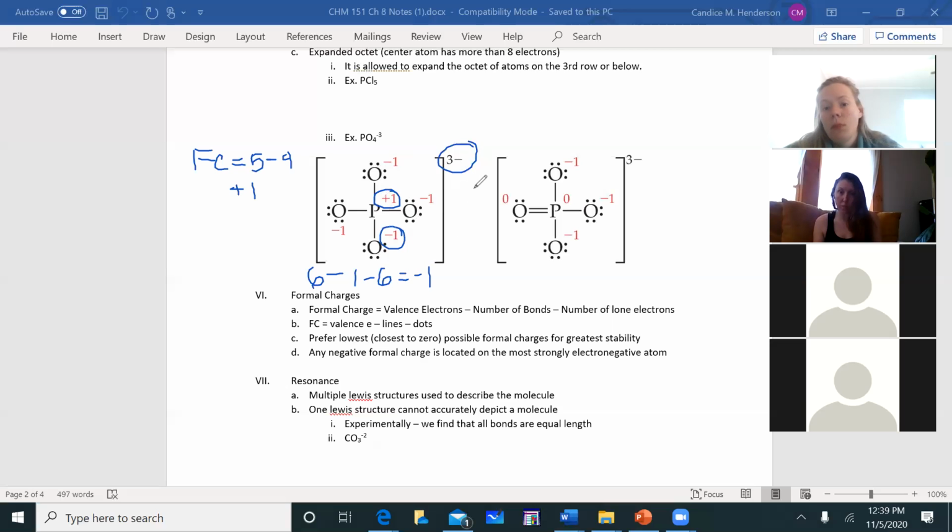And again, you may not have a charge. It may just be charge neutral or 0. So that's what's happening with all these numbers here. Now, why?